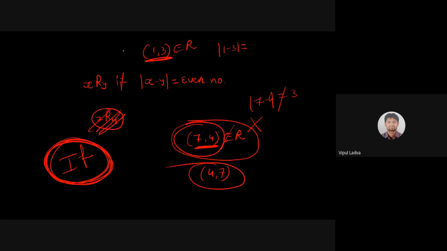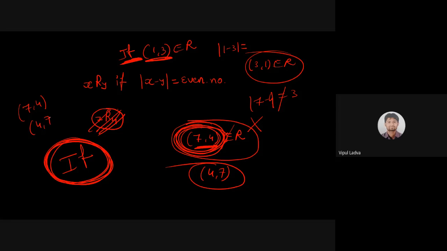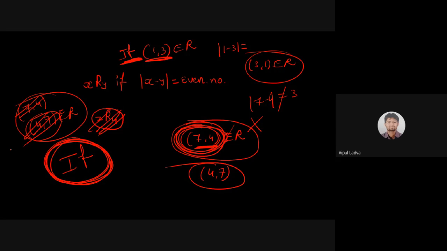If 1,3 is in R, as per the definition, then 3,1 must be there. So pick your example like that. You are talking about, sir, 7,4 and 4,7 not being members of R, so how can we say that this is symmetric? But as 7,4 is not in R, we are not interested in identifying 4,7. We are interested in identifying the opposite pair only for all those pairs that are present in R. Getting me?